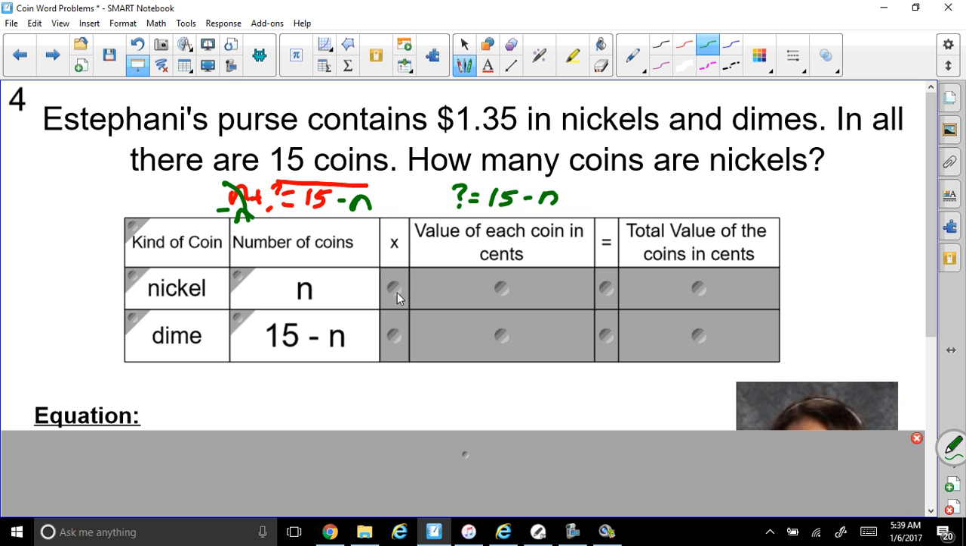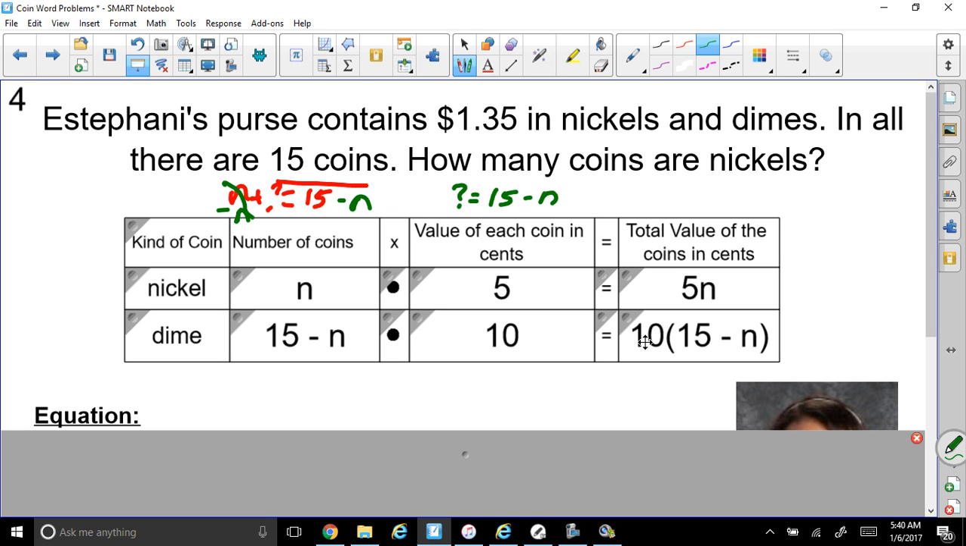Okay, well, we're going to multiply by the value of each coin. Well, a nickel is worth, right, 5 cents. A dime is worth, right, 10 cents. And this is going to equal the total value of these coins. Well, we don't know how many nickels there are, but we'll represent it by N, and N times 5 equals, you got it, 5N. And now look at this. 15 minus N times 10, we'll just put parentheses around that, 10 times (15 minus N), and we'll distribute in a second.